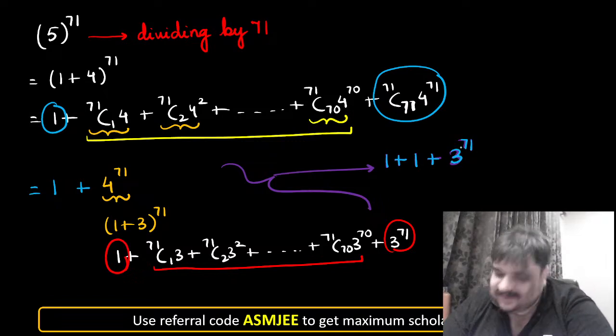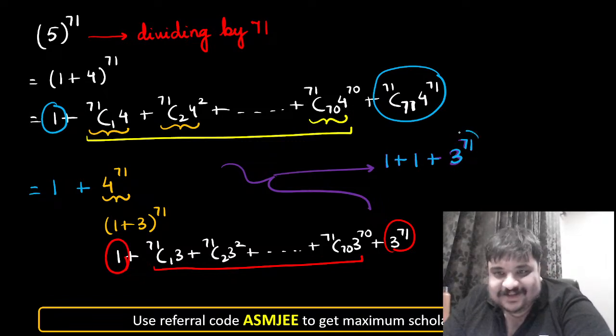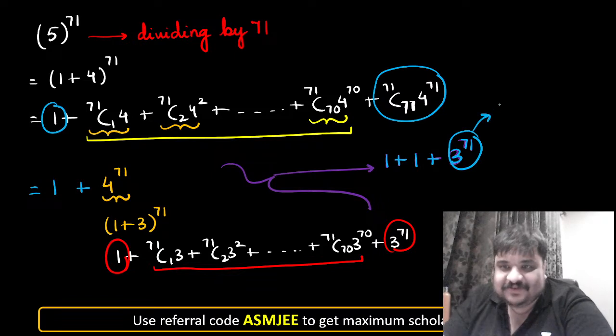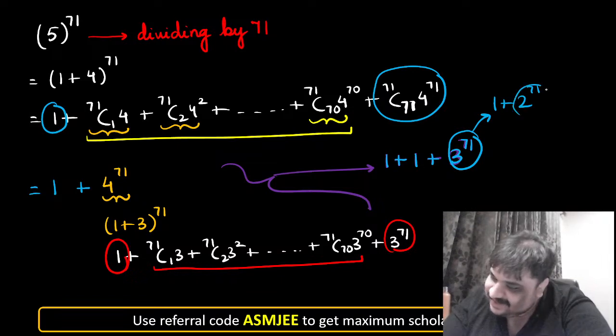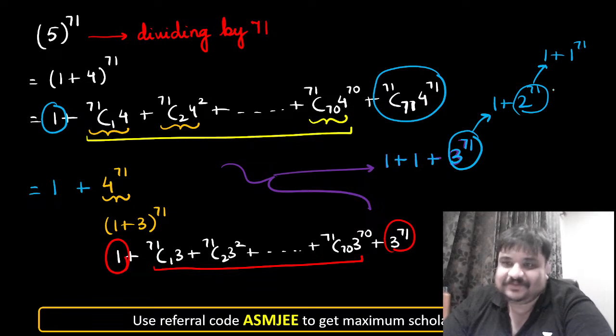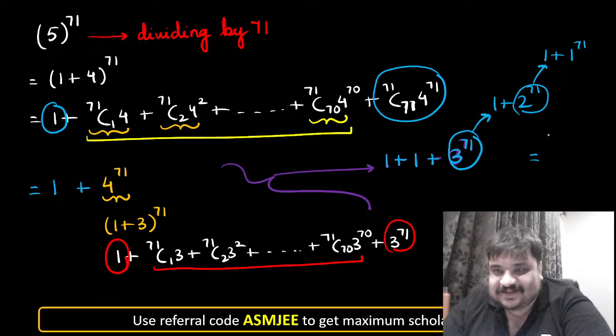Can you see what is happening? Then you will break it again. What will this give? 1 plus 2 raised to the power 71. Then you will break it again. What will this give? 1 plus 1 raised to the power 71. So what is the final answer?